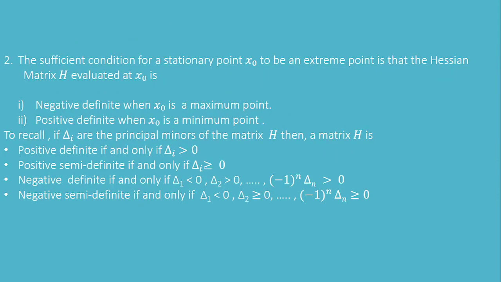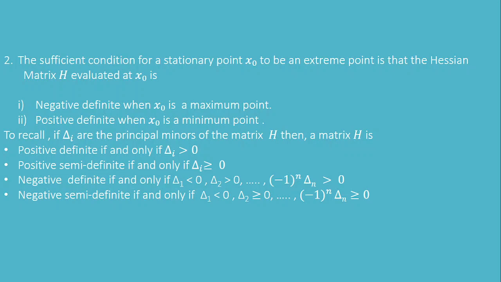The sufficient condition for a stationary point x0 to be an extreme point is that the Hessian matrix H evaluated at x0 is negative definite when x0 is a maximum point and positive definite when x0 is a minimum point. To recall, if Δi are the principal minors of the matrix H, then H is positive definite if and only if Δi are strictly greater than 0, and positive semi-definite if and only if the principal minors are greater than or equal to 0.